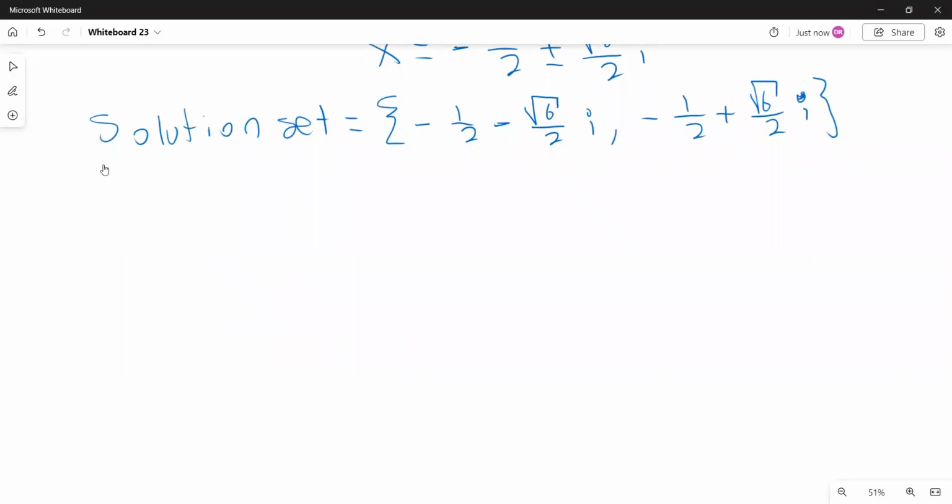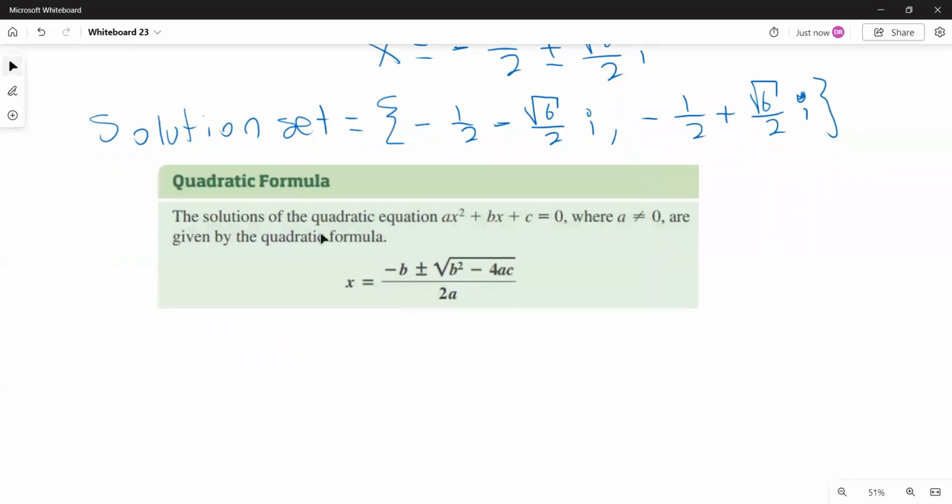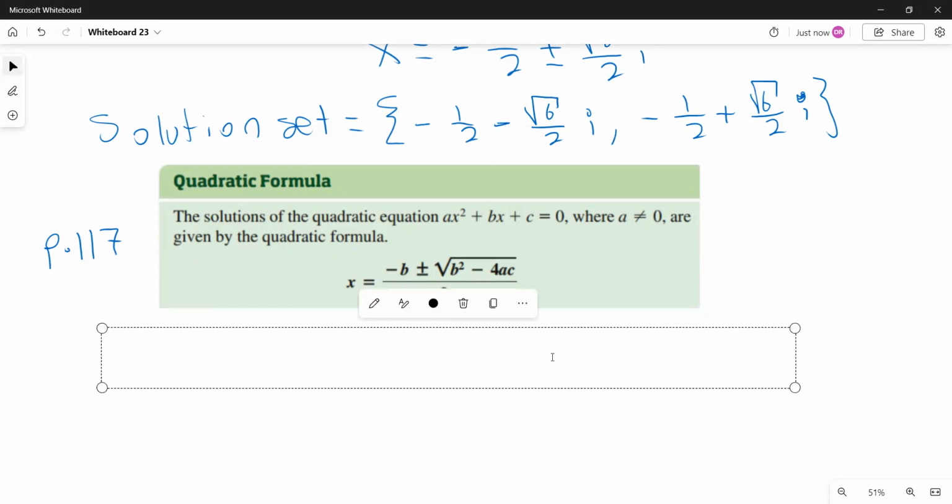Page 117. The solutions of the quadratic equation ax squared plus bx plus c equals 0, where a does not equal 0, are given by the quadratic formula given below. x is minus b plus minus square root of b squared minus 4ac over 2a. So these are going to be the last examples. And that expression inside the square root is called the discriminant. I'm going to talk about that.